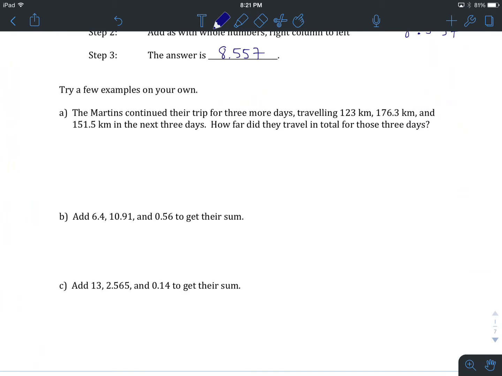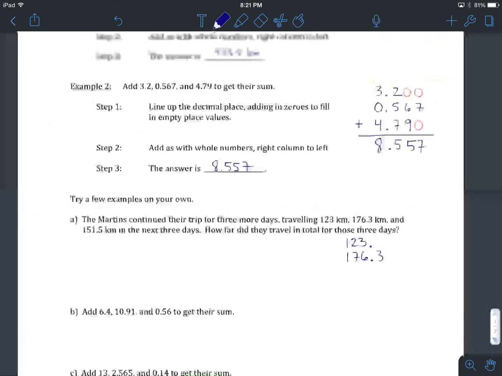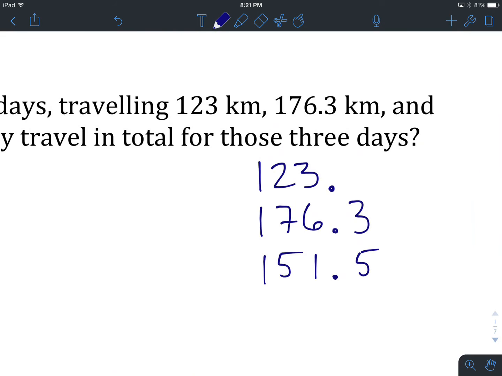Okay, let's catch up with the Martins. So the Martins traveled 123 kilometers. Let's start by writing that one down. And we have 176.3 kilometers. You'll notice that although it wasn't written in the question, 123 has a decimal right there. And the last amount was 151.5. So our first step from up above tells us we have to fill in any missing place values with zeros. So we're missing a 0 right here. Hopefully you've done that too.